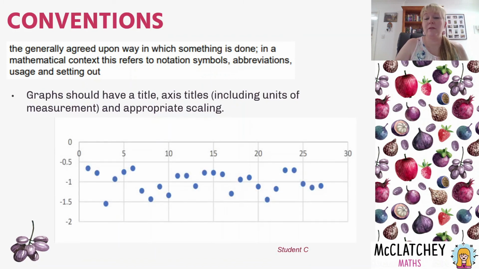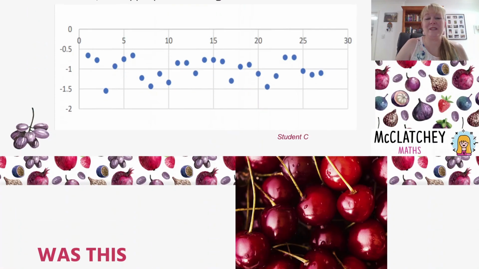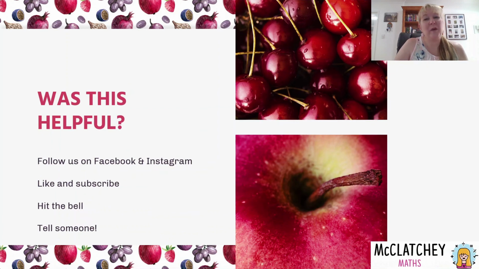Here's another example of a student who has not used any titles whatsoever. You've got no idea what that graph's about, and neither do I. So make sure you've always got those titles. That's really important.